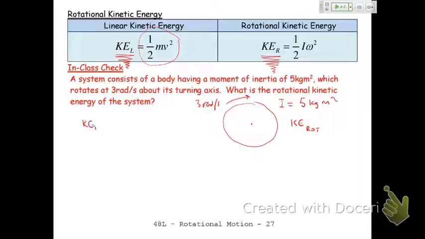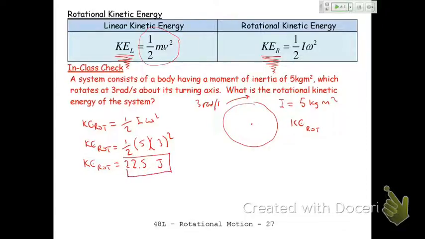So my KE rot is equal to a half, not m but I, not v squared but omega squared. So KE rot is equal to 1/2 times 5 times 3 squared, which equals, 3 3s are 9, 5 9s are 45, half of 45 is 22.5. What would the units be? Joules. So it's simple enough. Yeah? So it's still measured in joules? It's still energy, yeah. It's still measured in joules.